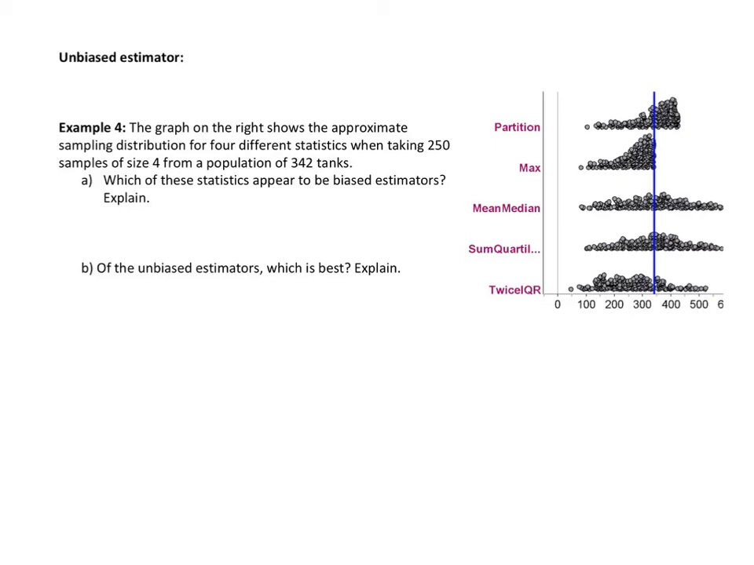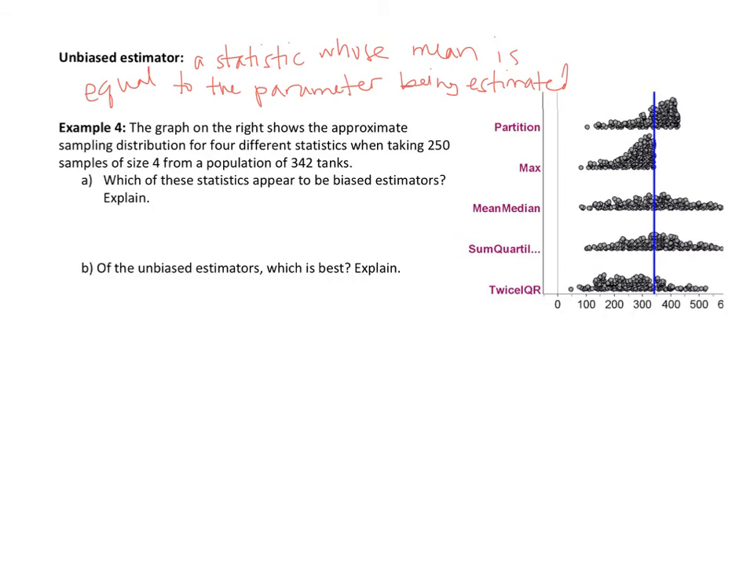So an unbiased estimator is a statistic whose mean is equal to the parameter it is estimating. If you remember, when we take a sample, our purpose is to find a statistic to estimate a parameter. So in example 4, an example that's mentioned in your book, what they did during World War II was a bunch of Allied commanders sent some data to some mathematicians in Washington, D.C., to try to get these mathematicians to help them estimate the number of German tanks. So for this example, they took 250 samples of size 4.